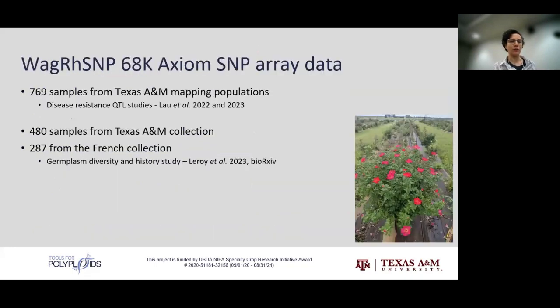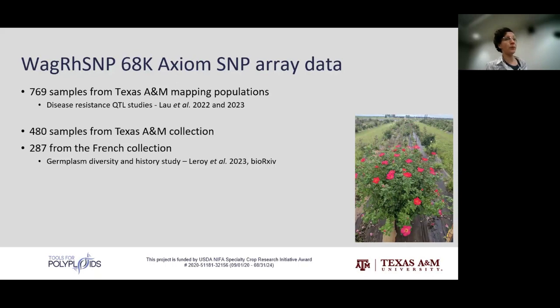And we have also been using the Axiom array in the roses, the 68K, so we had data for that. We genotyped lots of the samples, and we had been using this data for other purposes, like QTL studies in diseases. And G3 published 2 papers in 2022 and 2023 about this. And we also genotyped our germplasm, the collection.